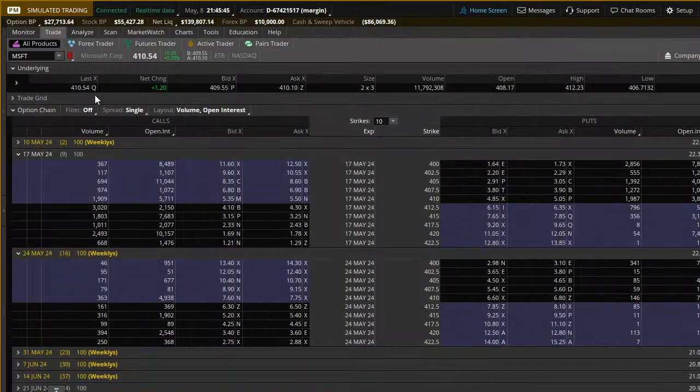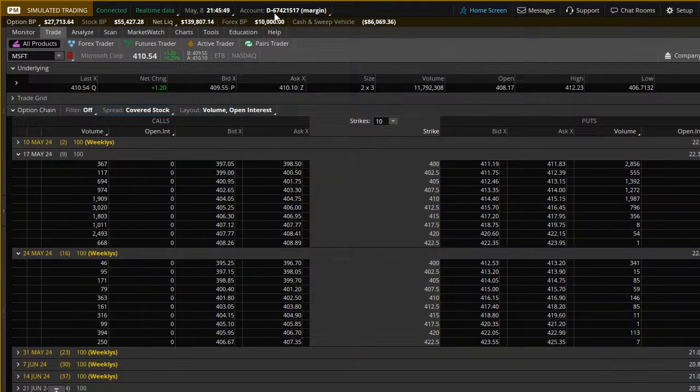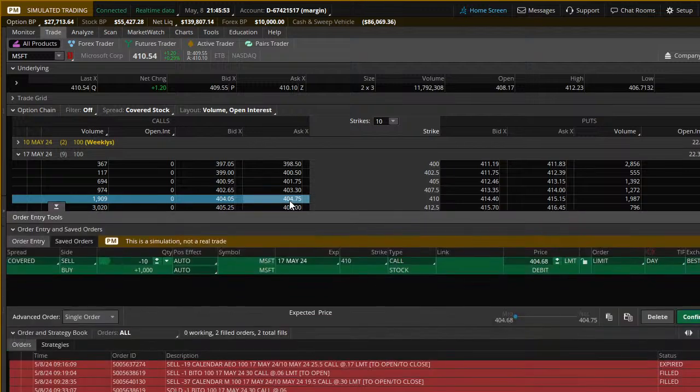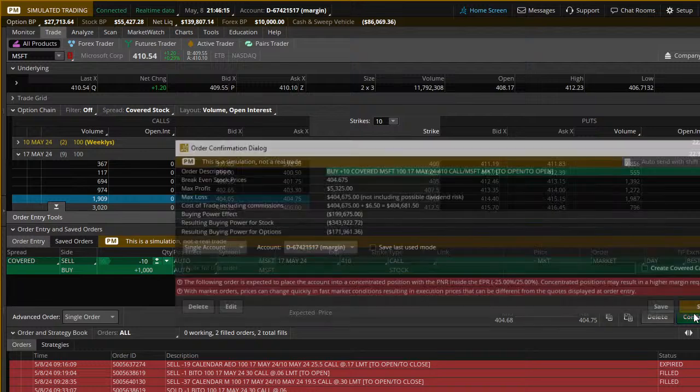Now let's get rid of this, and we're going to go over to here. We're going to come down to covered stock right there. I like it at the 410. The 410 right there. There you have it. Here's the order. It's already set up right there. I'm going to buy 1,000 shares. I'm going to sell 10 contracts. 410 is the price. It's a limit order. I'm going to change it to a market order because I want it filled instantaneously. Then I'm going to hit confirm and send.